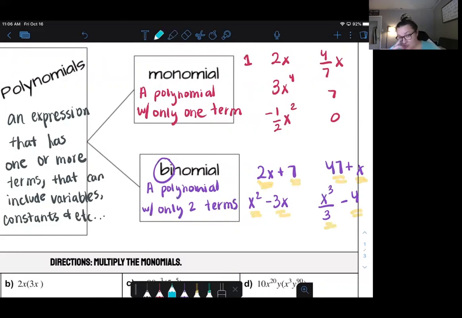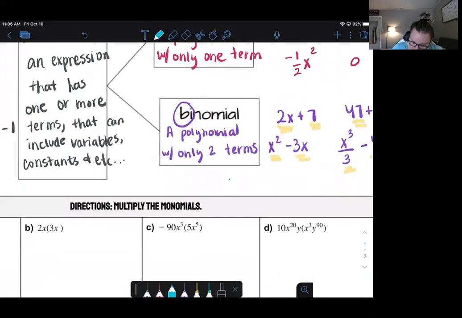Now, would the expression 3x minus 2x be a binomial or a monomial? Is this an expression with two terms or an expression with one term? So actually, this is a monomial because 3x and 2x are like terms. 3x minus 2x is simply 1x. This is a monomial because when you simplify it, you have an expression that only has one term.